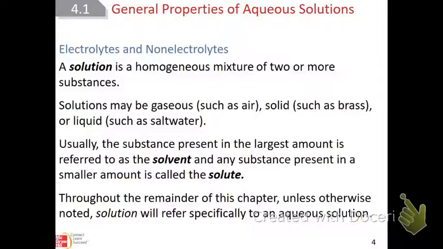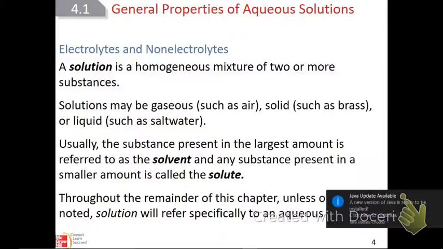We actually talked about this in Chapter 1. A solution is just another name for a type of mixture, and that type of mixture is a homogeneous mixture that we did discuss in Chapter 1, where the two substances are physically mixed together. They're not chemically combined, but they can be separated, but they have only one phase. In other words, it looks the same throughout, like black coffee. It looks the same throughout.